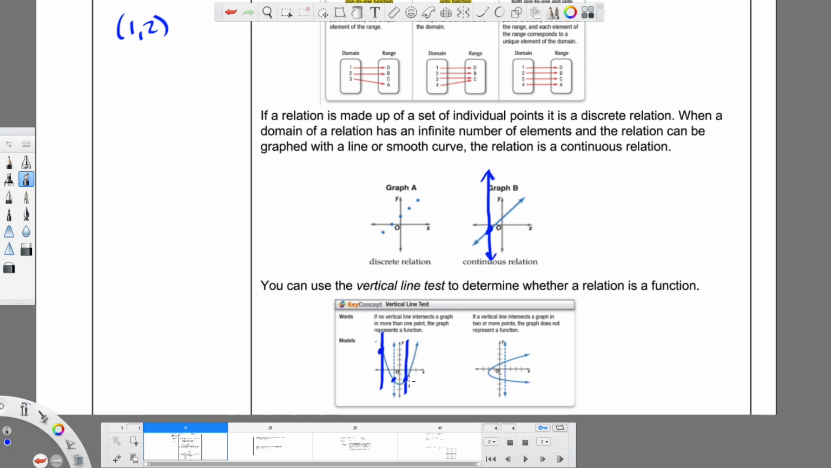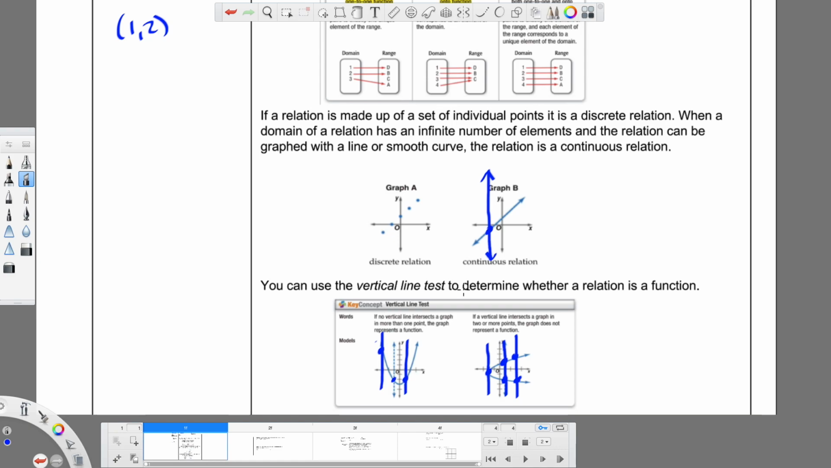So it doesn't matter where I draw the line. But if I look at the second one, the vertical line crosses 2 times. And the only time it doesn't cross 2 times is right here on the end on the vertex there. We can call that the vertex. So I can draw it anywhere else. So if any vertical line fails, it fails the test.